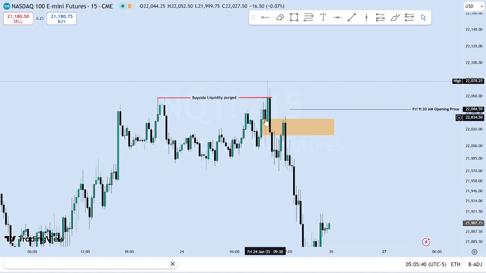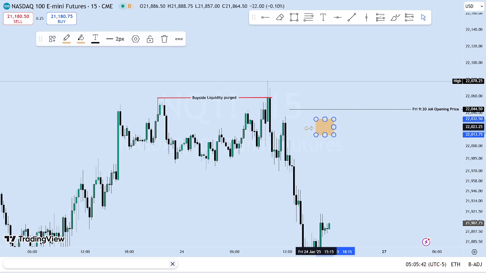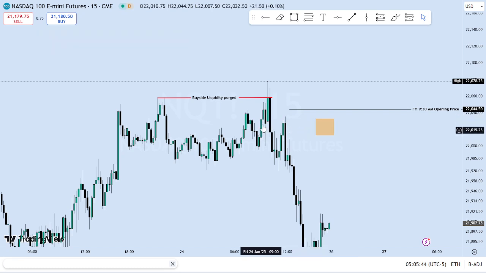At 9:30, there is a fair value gap. Here is a fair value gap created already before the 9:30 opening. This is the candle, 9:30 open. Look below my screen, you see the time. At 9:30, if price delivered inside an inefficiency, then you look for a liquidity resting above.